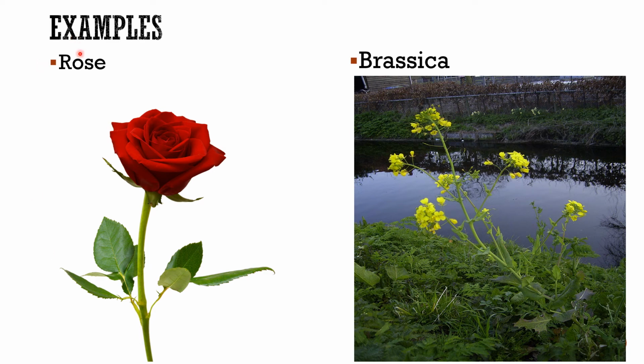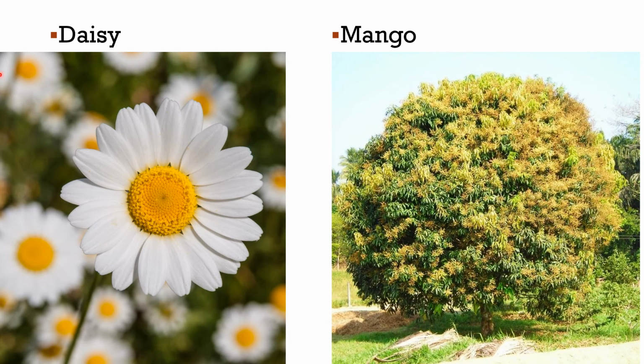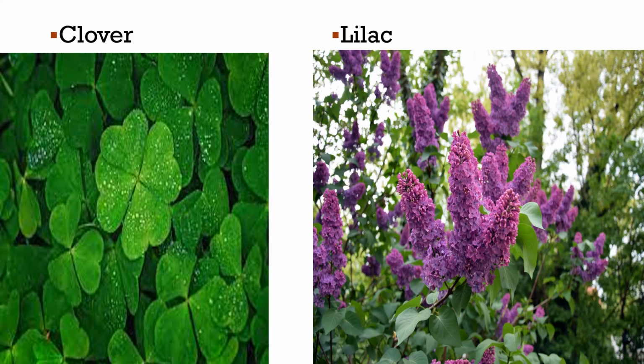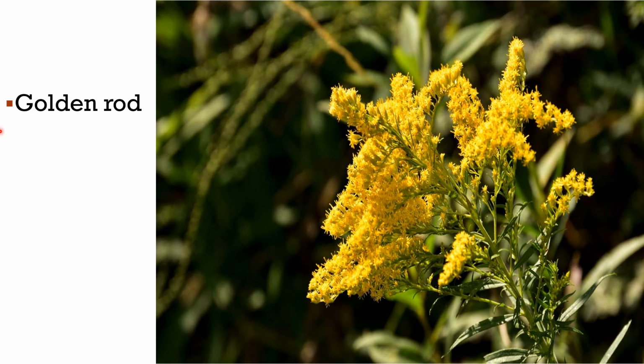So moving towards the examples of the mesophytes, very beautiful plants are included in mesophytes. You will see these plants one by one. Here is the main example of rose, and the second example is a daisy plant, and then mango plant, that is also a mesophyte. Then is clover, and then is the very beautiful lilac plant, that is also a mesophyte. And the last but not the least is goldenrod, that is named due to its color.